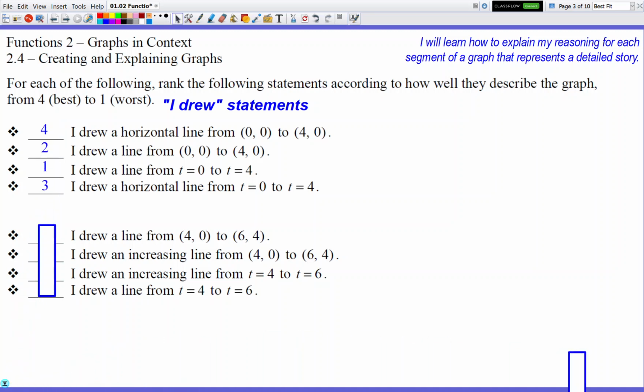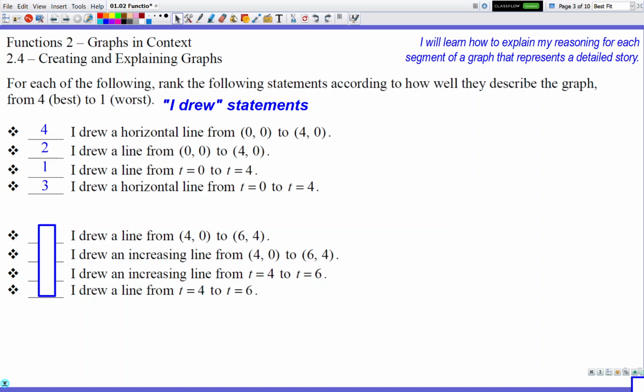Okay, so 4, 2, 1, 3. So 4s are going to be the ones that if we rate it as a 4, that's the one you're going to want to make sure you write in your explanation for part 2 of this problem. Okay? All right, so let's get the next "I drew" statement that we're going to evaluate.